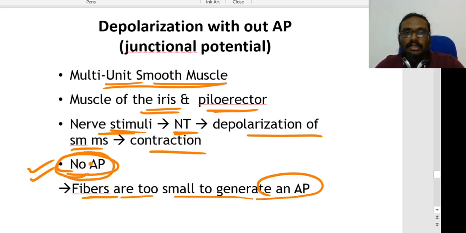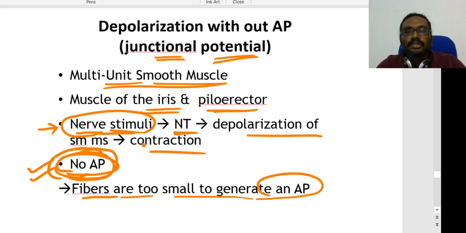Without an action potential, a subthreshold-like stimulus, a nerve stimulus, may be either subthreshold or threshold, and need not produce an action potential. The small potentials, they are called junction potentials, can actually cause contraction.